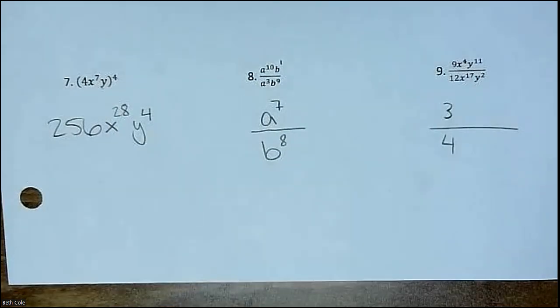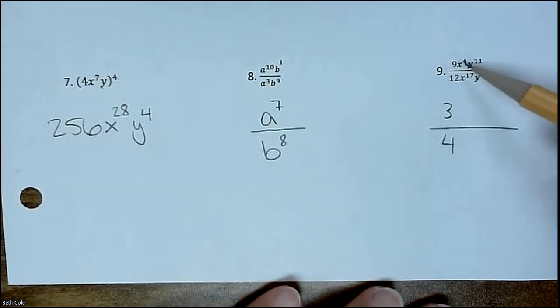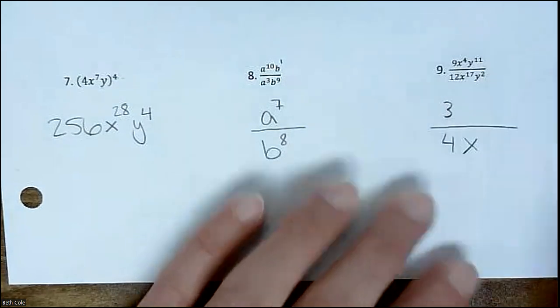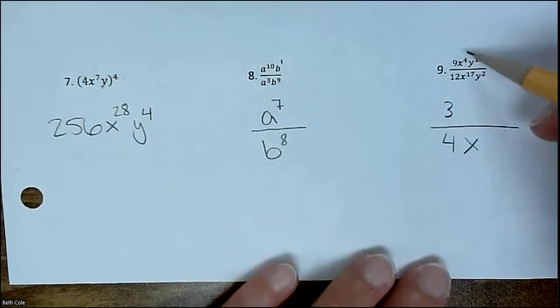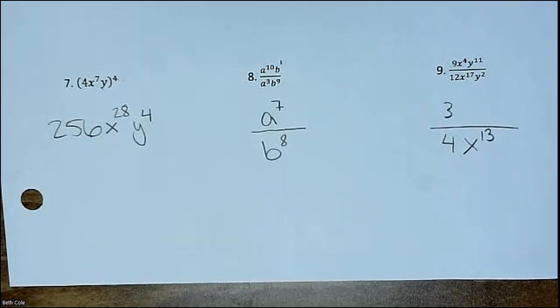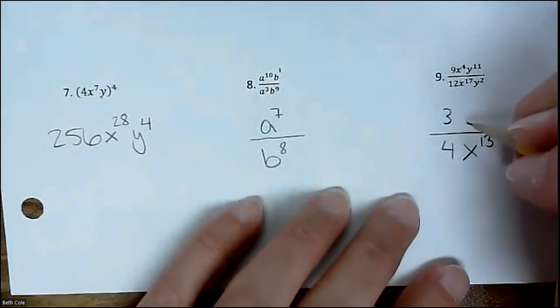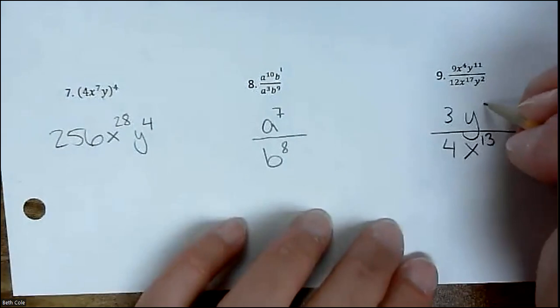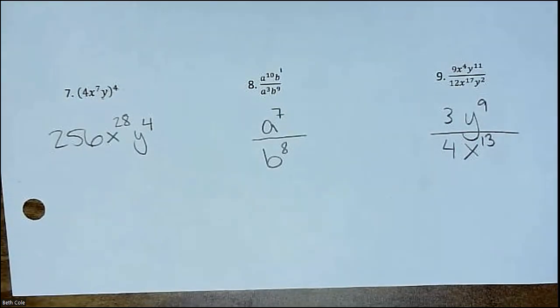3/4. Which side wins for x? Bottom? By how much? You have 4 and you have 17. 13. Can you let everybody, I don't want you to talk anymore, okay? Which side wins for y? Top. By how much? 9, good.